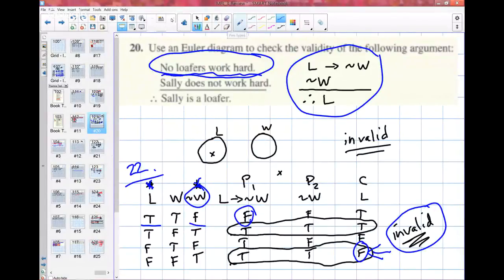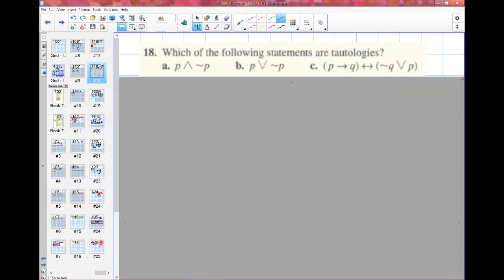Okay, so that was number 22, which made use of problem number 20. Number 18. I see a request here from Michelle, number 18, okay. 18 is next. Which of the following statements are tautologies?